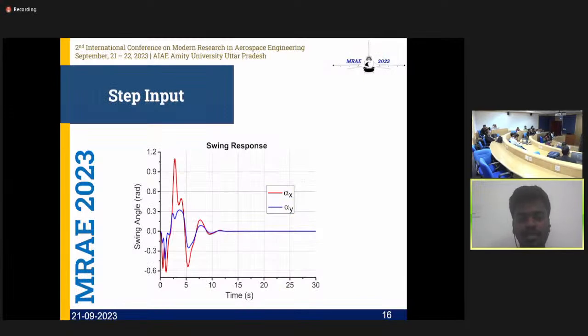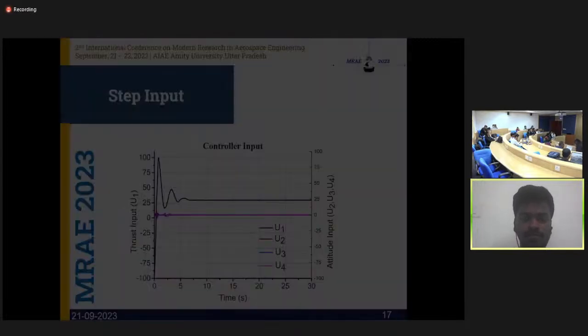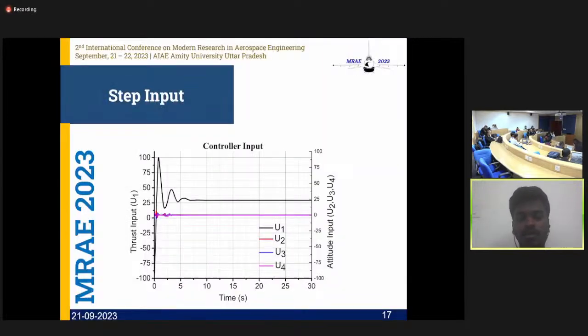The swing response, as you can see, also showed an aggressive behavior initially, and this was also due to the lack of velocity control modules. The controller input has shown sharp peaks at specific instances of time. These sharp peaks can be rectified when our motor control or real life RPM control block or saturation block is set up.